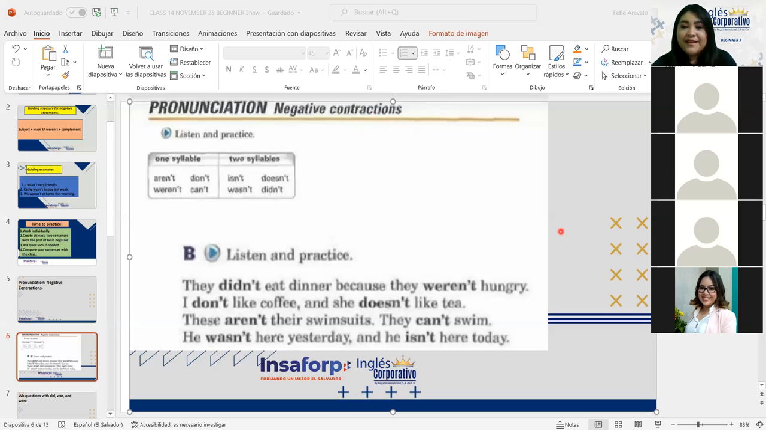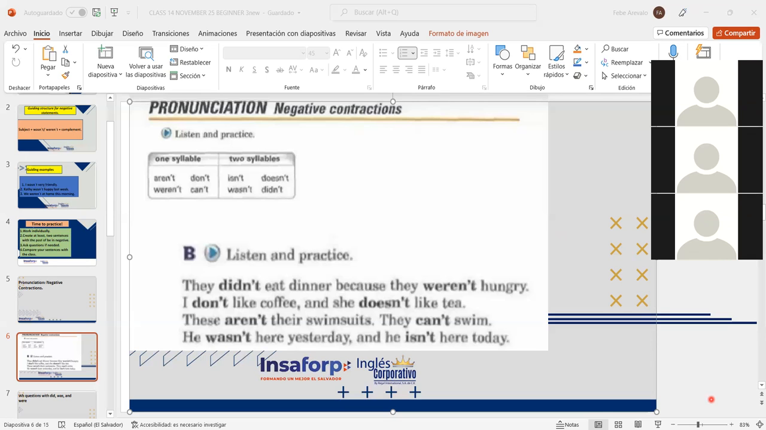Thank you. Let's get Fatima Guardado, please. Aren't, don't, weren't, can't, isn't, doesn't, wasn't, didn't. They didn't eat dinner because they weren't hungry. I don't like coffee and she doesn't like tea. These aren't their swimsuit. They can't swim. He wasn't here yesterday and he isn't here today. There you go. Excellent. Thank you, Fatima.